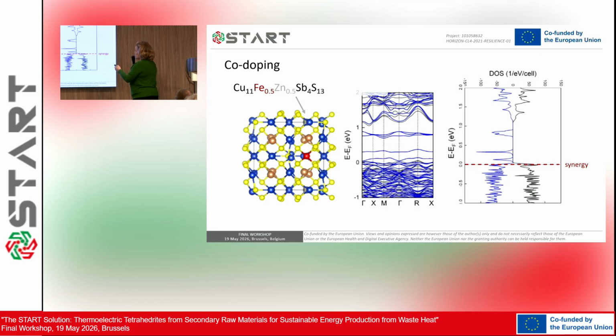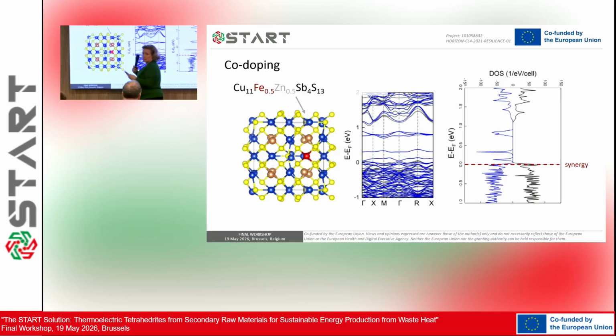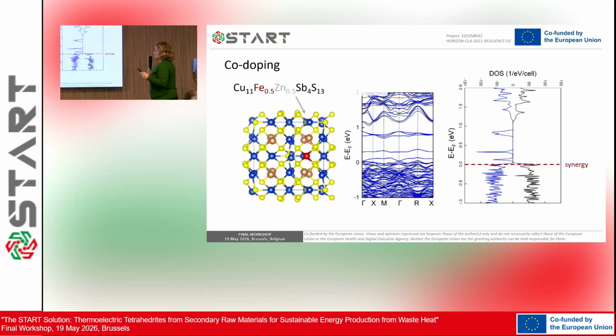The good thing is that when you substitute copper with both iron and zinc, then you get a synergistic effect and you still get some states at the Fermi level, so the material continues to conduct and the thermal conductivity reduces. So this is the sweet spot that we found.